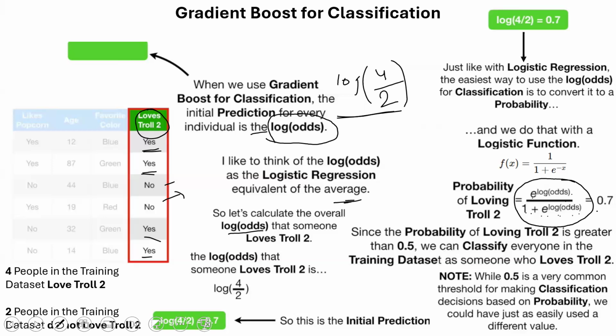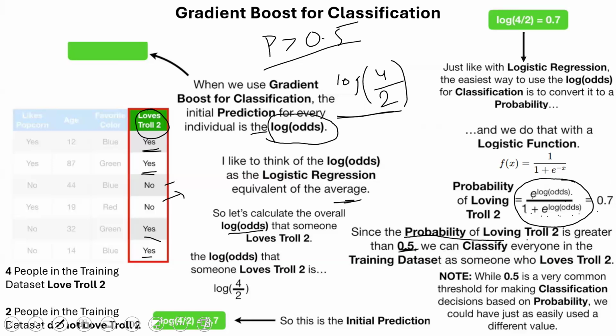If the probability is greater than 0.5, I will mark that as loves the movie Troll 2. If the probability is less than 0.5, I would mark that as doesn't love Troll 2. Now I set this threshold. It is user defined and depends on the business use case. You can set that particular value.